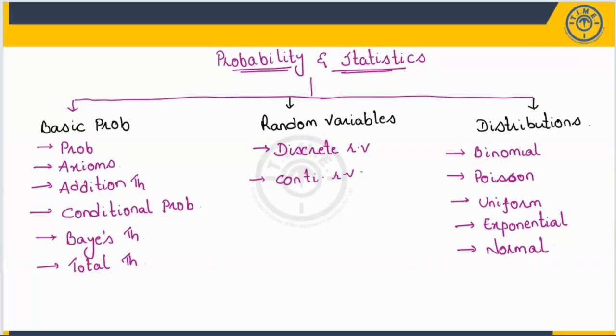Right. So if you ask me, the most important topics where you have to focus more are binomial, Poisson, and normal. And on both of these random variables, and from conditional to total theorem. So these are the major topics what you are having in probability and stats.